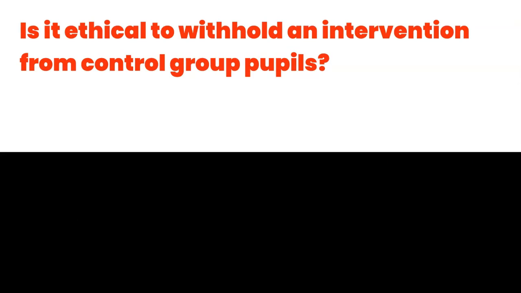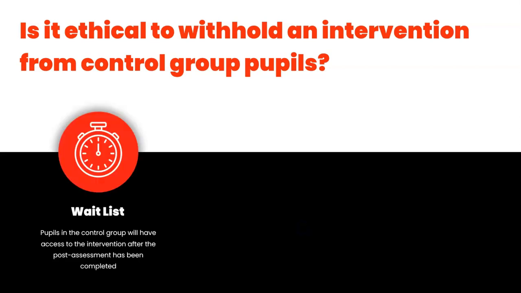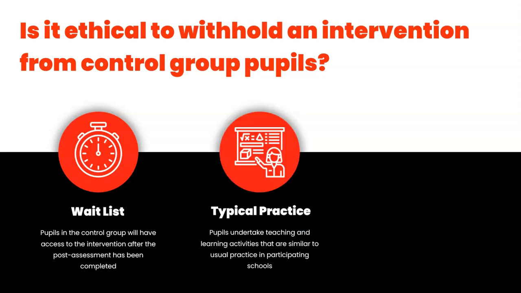So one question that we get asked at WhatWorked is, is it ethical to withhold an intervention from control group pupils? All our trials have a waitlist design, so the pupils in the control group will have access to the intervention after the post-assessment has been completed. And generally, most of the trials are short, so this only takes half a term, usually between 4 to 6 weeks to actually complete the trial that we're running. Typical practice: pupils undertake teaching and learning strategies and activities that are similar to usual practice in participating schools.